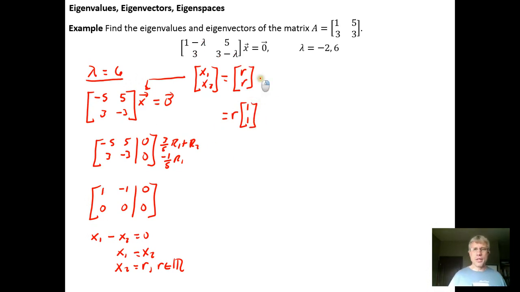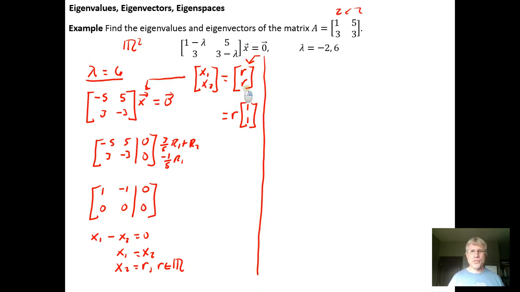So it turns out that we haven't talked about vector spaces yet, but we will be going over vector spaces in about a week. It turns out that this is a subspace of R2. We're working with a 2 by 2 matrix. This is what we call a subspace of R2, and the vector 1, 1 is a basis for the eigenspace. This is called an eigenspace. But we'll fuss more with that later. We won't worry about that now.